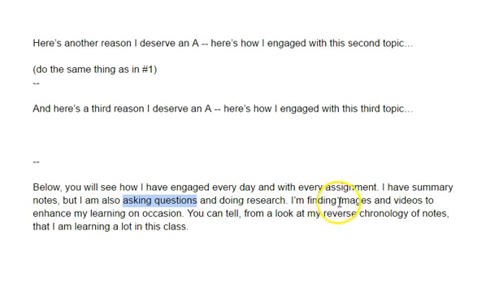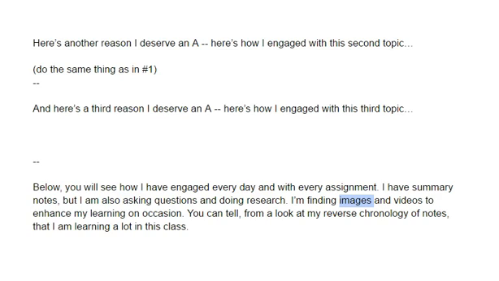You should be finding images on occasion. That's not hard to do. You should be able to find some videos. You don't have to find videos for everything, but maybe once a week find a video that connects to what we're learning. And you're telling me that I can tell by looking at your reverse chronology of notes that this student is learning a lot in this class. So let's take a look at one student's learning journal so far.